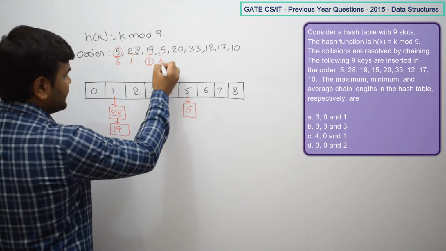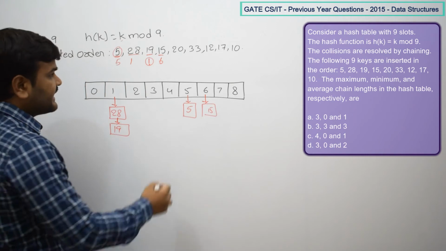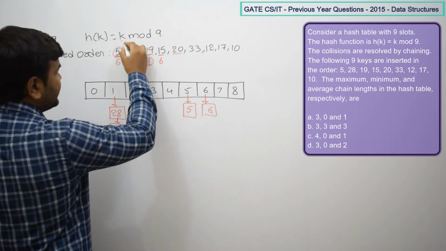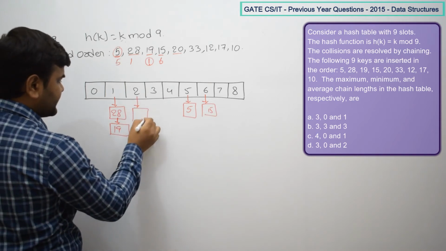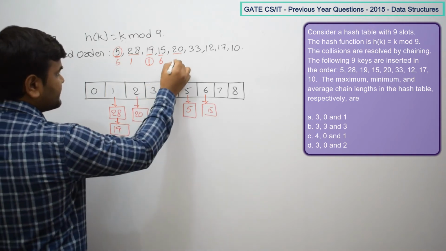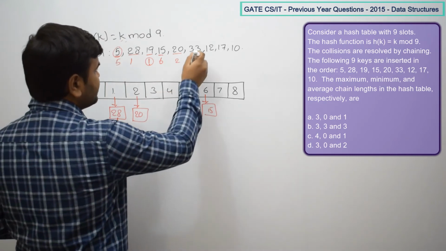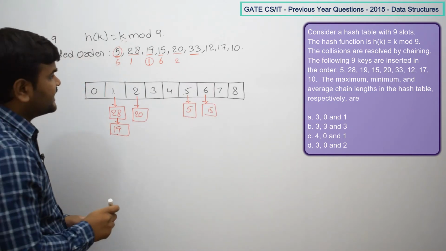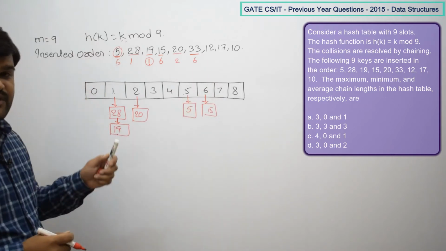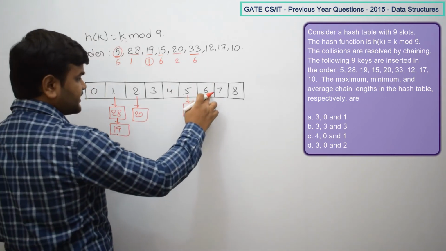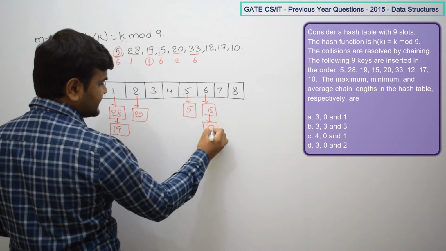Next, 15. 15 mod 9, remainder is 6, right? That means in the 6th location we insert 15. Next element is 20. 20 mod 9 is 2, so at the second location we store 20. Now the next element is 33. 33 mod 9, the remainder is 6, right? That means in the 6th location we store 33. So go to the end of the chain and insert there.